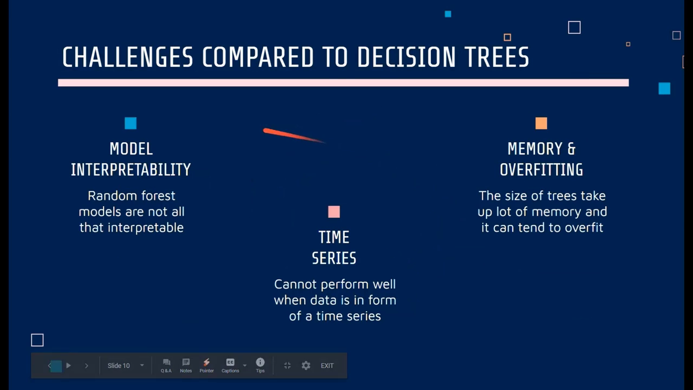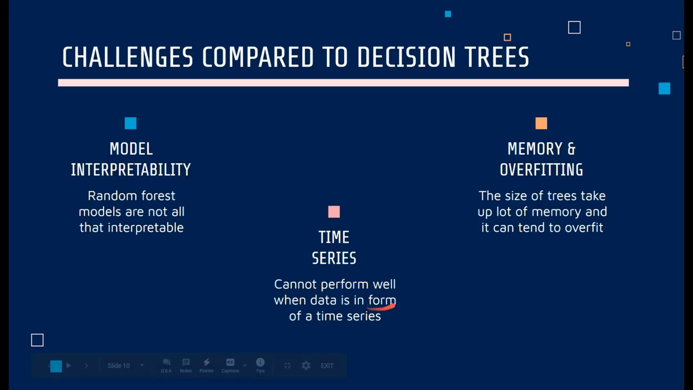Next are the challenges of using the random forest algorithm compared to a decision tree. First of all is model interpretability. Random forest models are not at all interpretable. They are like black boxes. Although random forest models don't offer as much interpretability as a single tree, their performance is a lot better, and we don't have to worry so much about perfectly tuning the parameters of the forest as we do with individual decision trees.